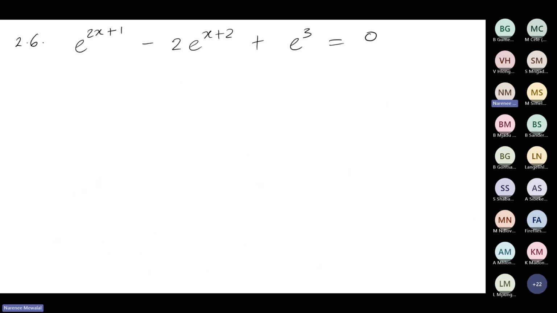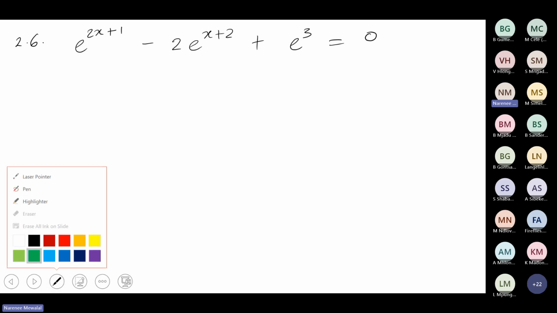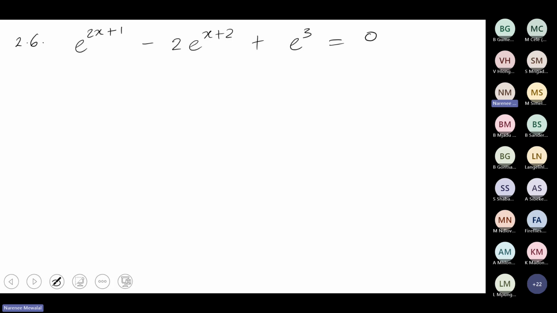Now, this is a very similar question to the previous one, except that there we were dealing with base 10, and here now we are dealing with base E. So you're going to be doing exactly the same kind of stuff, all right? And so you're going to find that you're going to write this as e to the 2x times e minus 2e to the x times e squared plus e cubed is equal to 0. Very important, you have a common factor of e throughout.